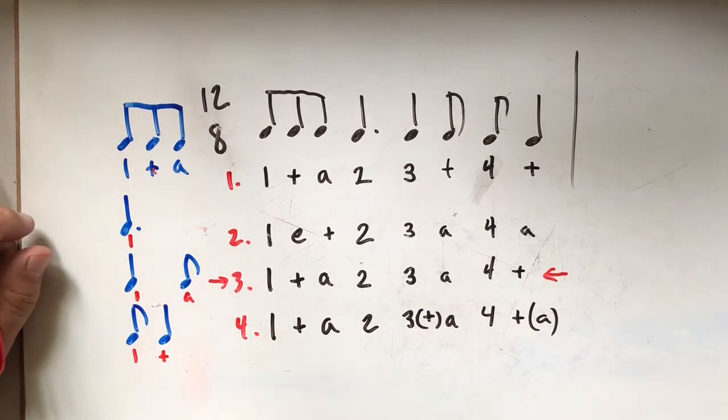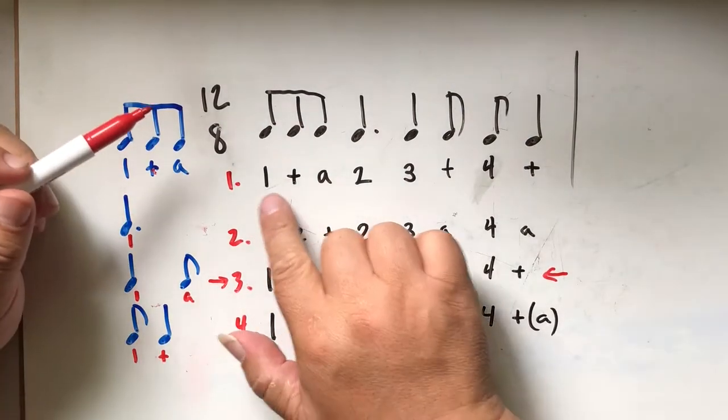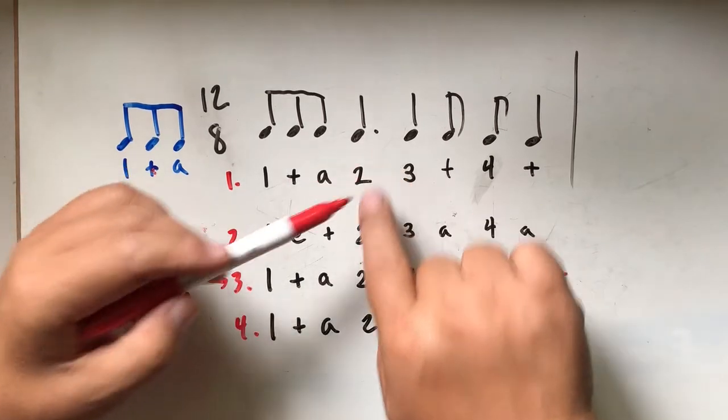So let's go and take a look at what's wrong with these right here, so that you understand. 1 and a is correct, not a problem. 2 for the whole thing, that's correct with nothing else.